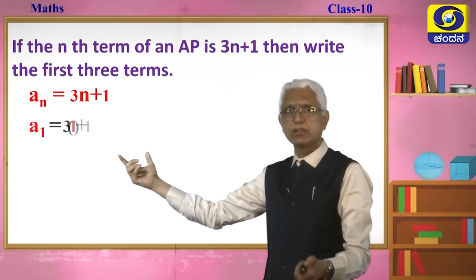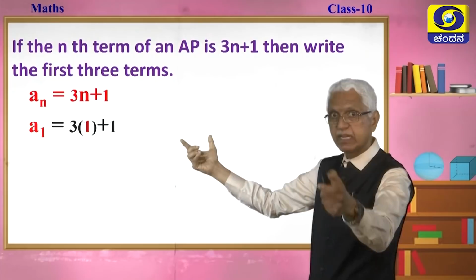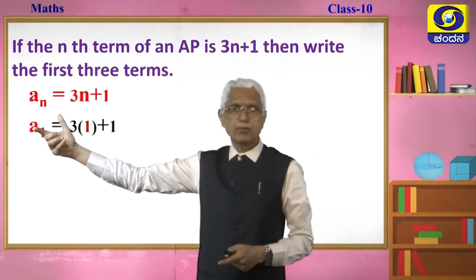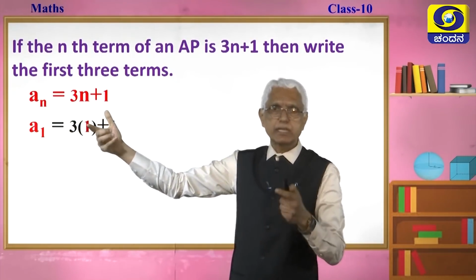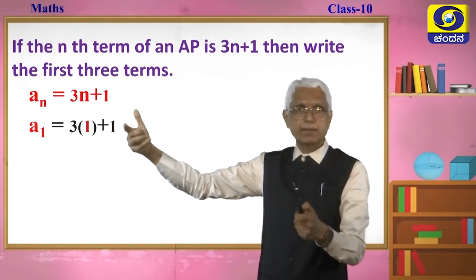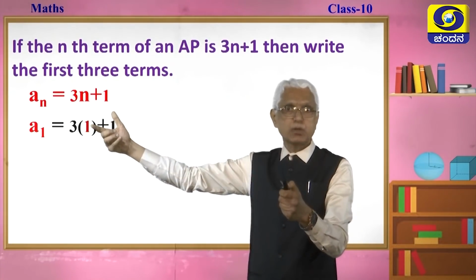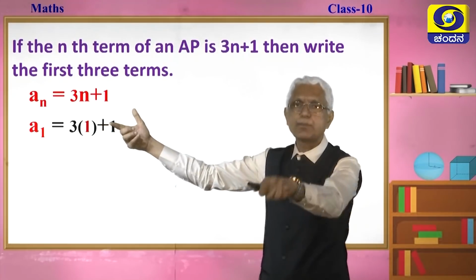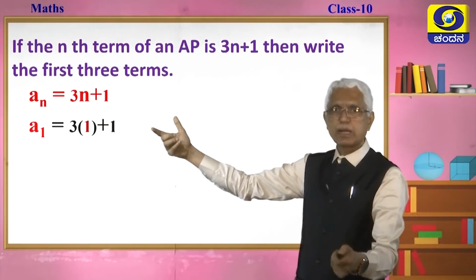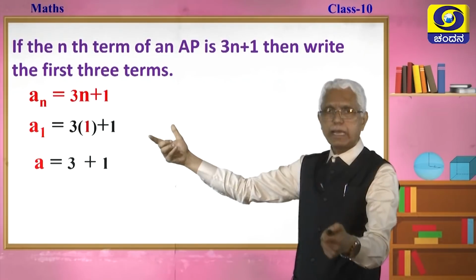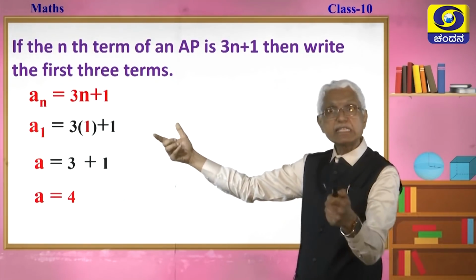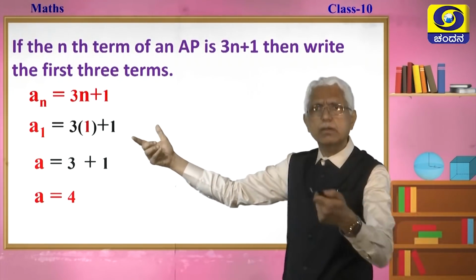So now shall we find out the first term? Yes, A1. Observe, in place of n I have put 1. So A1 is equal to 3 into 1 plus 1. 3 ones are 3, plus 1 is 4. So A1 is equal to 3 plus 1, A1 is equal to 4. That is the first term of that AP.